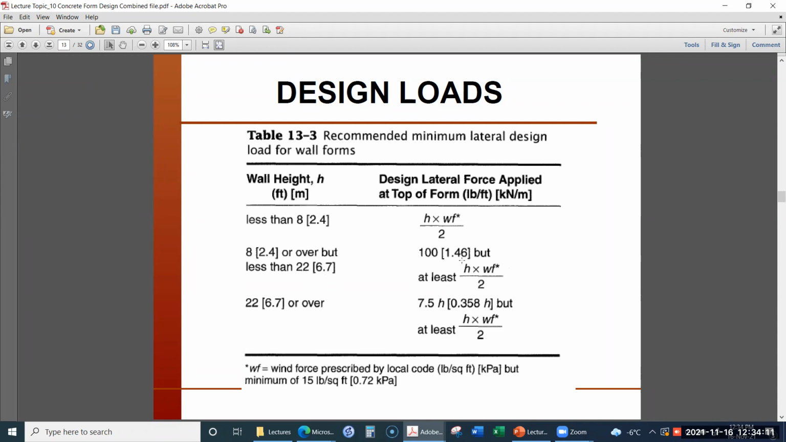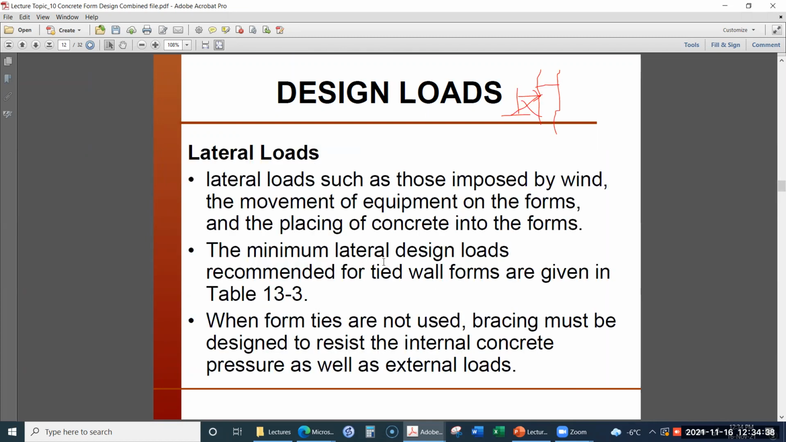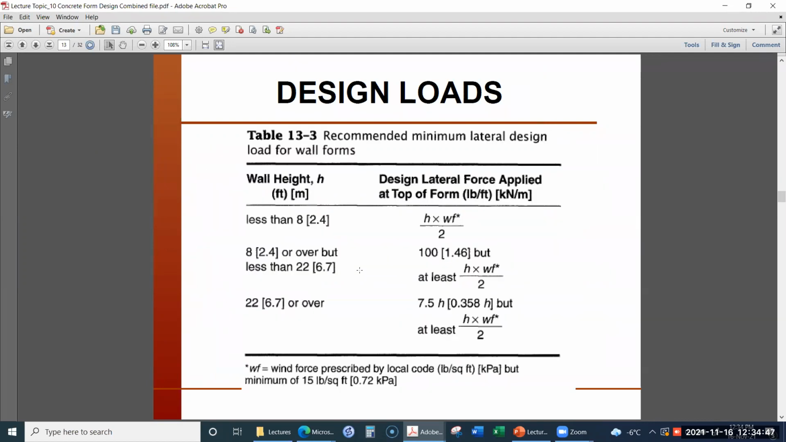Okay, that means it can be 1.46 or H into WF, so whichever is the higher. Or if the wall height is 6.7 meter or above, it should be 0.358 H or at least H times WF by 2. Okay, so this is the situation which we can use for the minimum lateral design loads for the walls. Later on we will see in the examples the use of these equations, and then it will be much more clear.